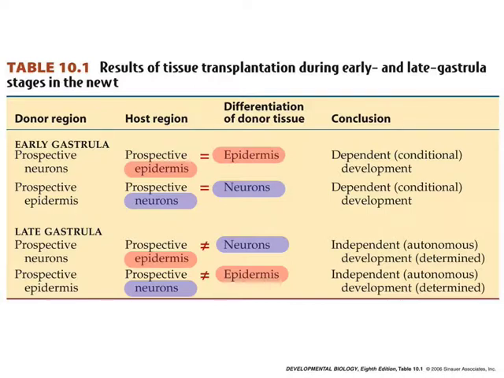If you have prospective neural tissue and you put it where you're supposed to get epidermis, you're still going to get neural tissue. If you have prospective epidermis and you put it where you're supposed to get neural tissue, you're going to get epidermis. All right. So just pay attention to this and remember that the competence and the signaling have to be in sync in order for you to get the outcomes that you expect to get.